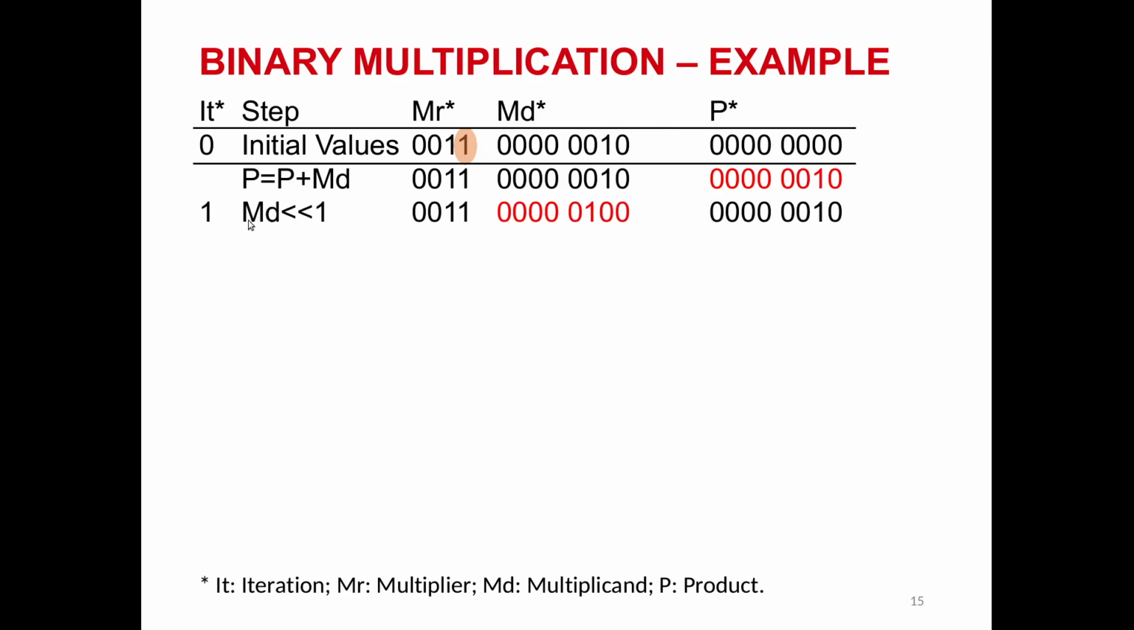And then we need to shift the value of multiplicand 1 bit further to the left. So you can see here we shift it 1 bit to the left, and the new value of multiplicand will be 0, 1, 0, 0 instead of 0, 0, 1, 0. And of course at this time we just shift multiplicand, so no change in product and no change in multiplier.